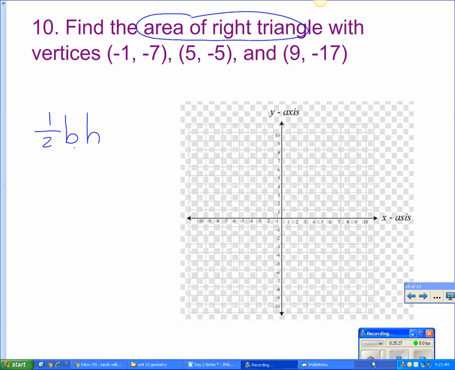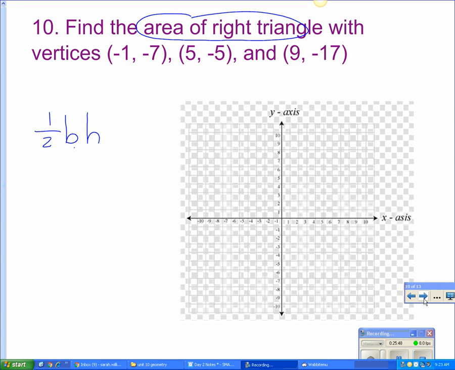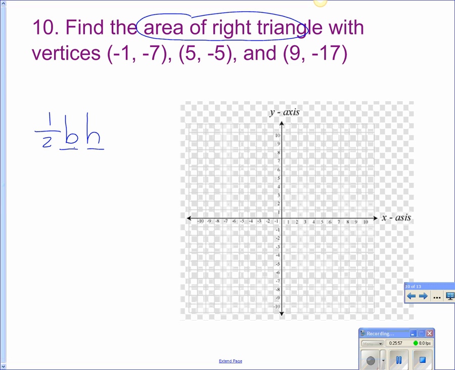Go ahead and graph this one. So go ahead and draw an X and Y. And I'm going to go back real quick on the video. I didn't hit record. So number 9 on the video, you need to add 6.08, 3.6, and 4.47 because it says perimeter, and you get 14 on number 9. All right, number 10 says find the area of a right triangle. Area is 1/2 base times height. So you do have to graph it to figure out which one's the base and which one's the height.